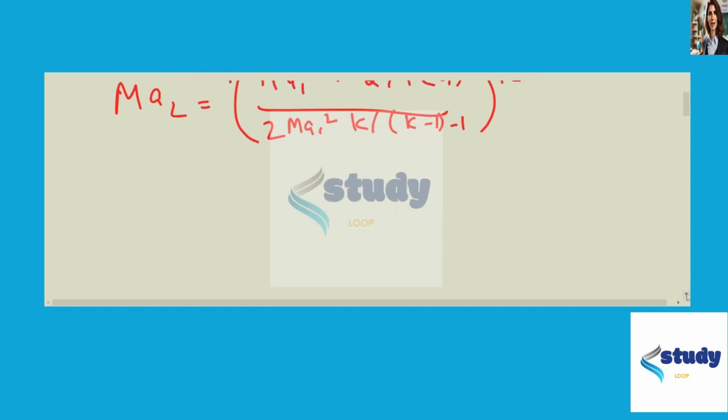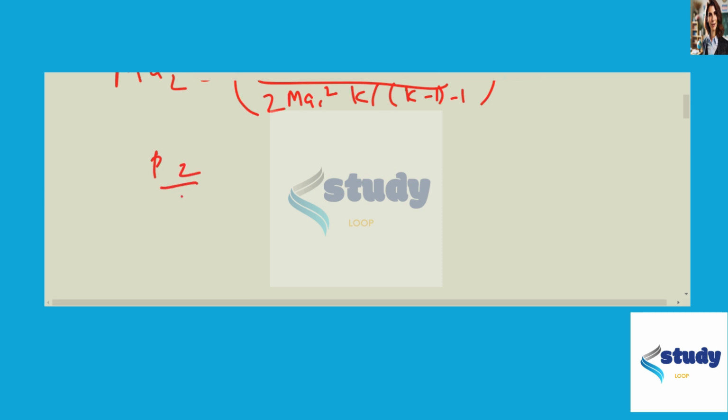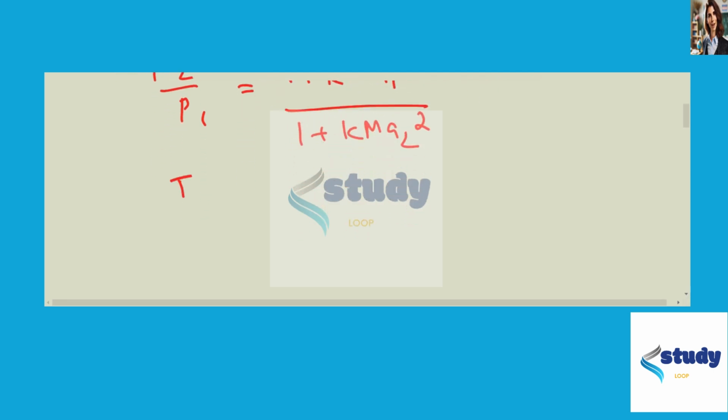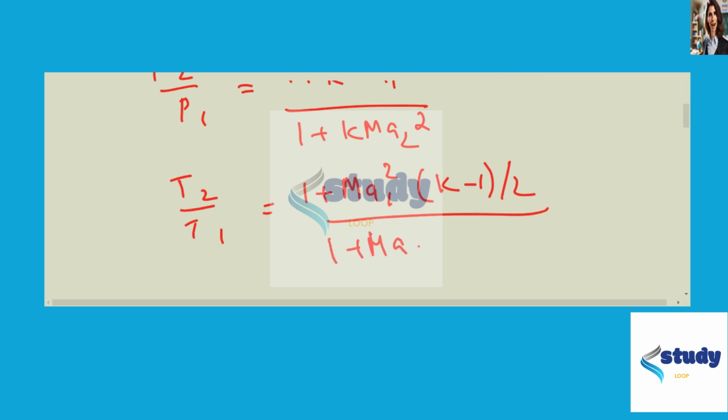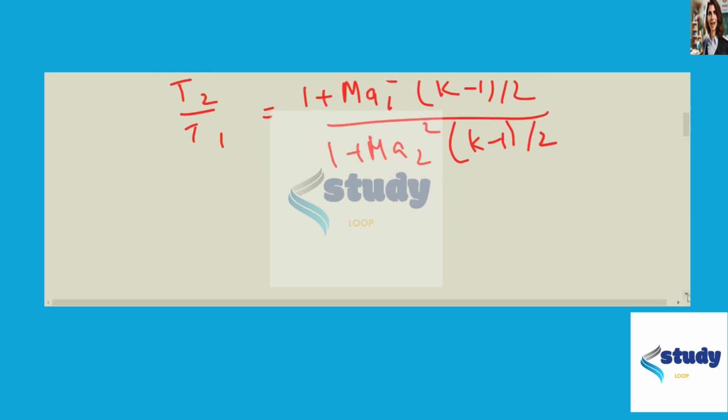Also, we'll get P2 upon P1 equals 1 plus k Ma1 square upon 1 plus k Ma2 square. And also one more formula, that is T2 upon T1 equals 1 plus Ma1 square (k minus 1) upon 2, over 1 plus Ma2 square (k minus 1) upon 2, that we have.